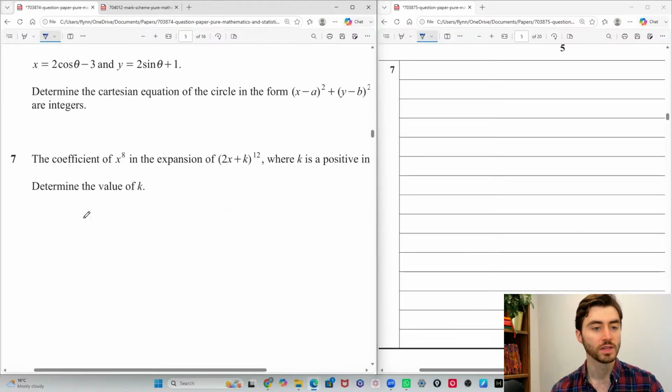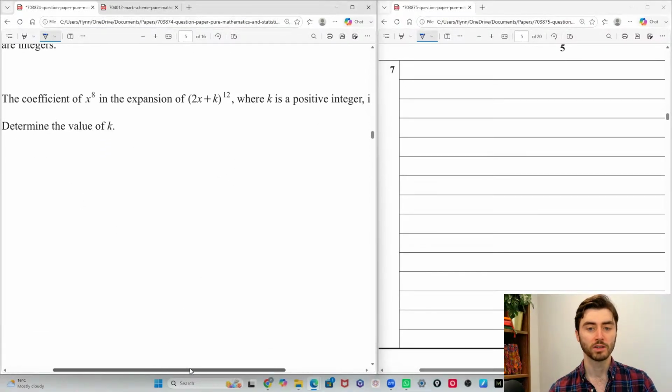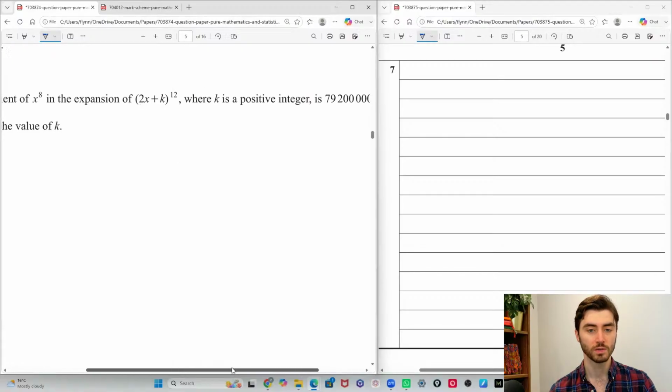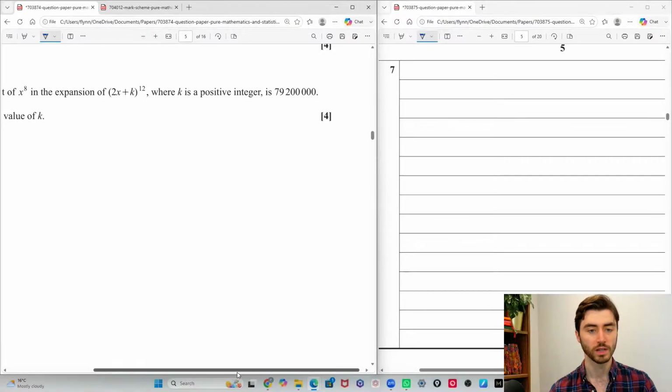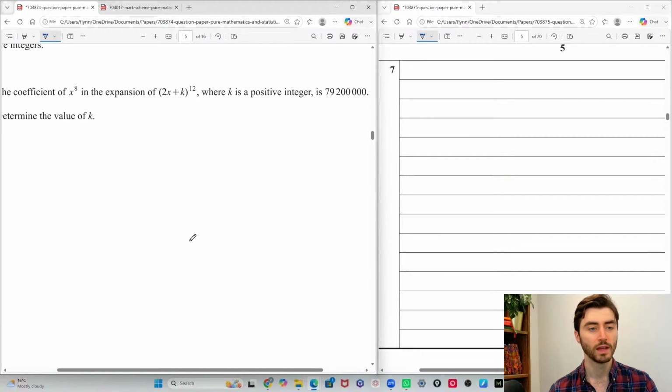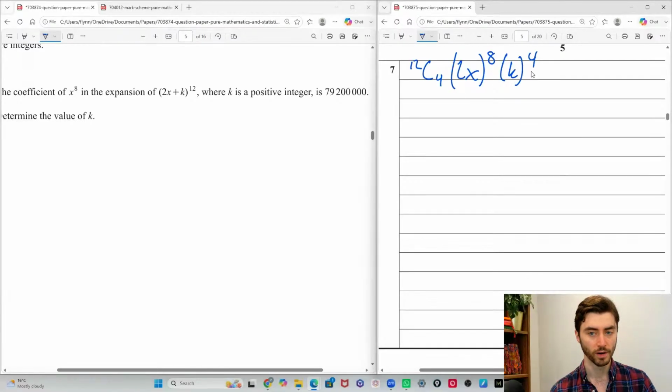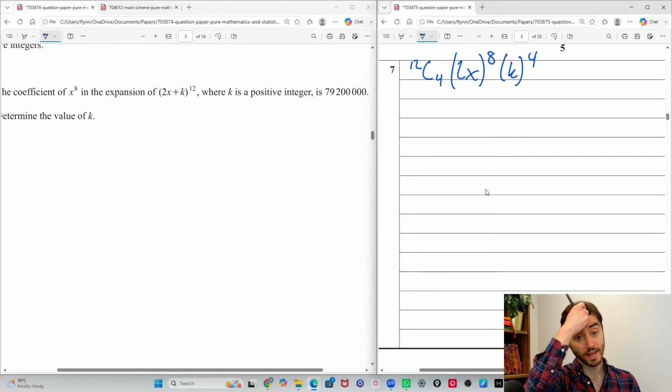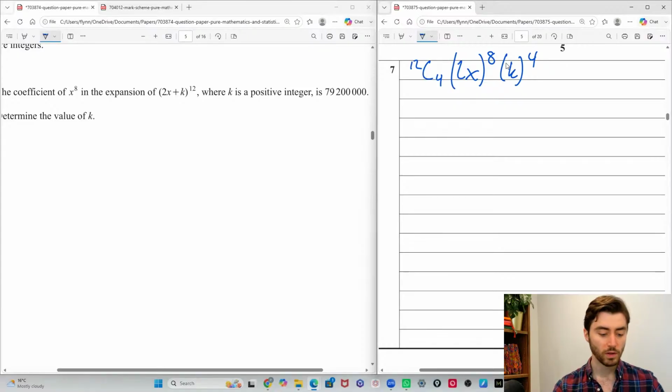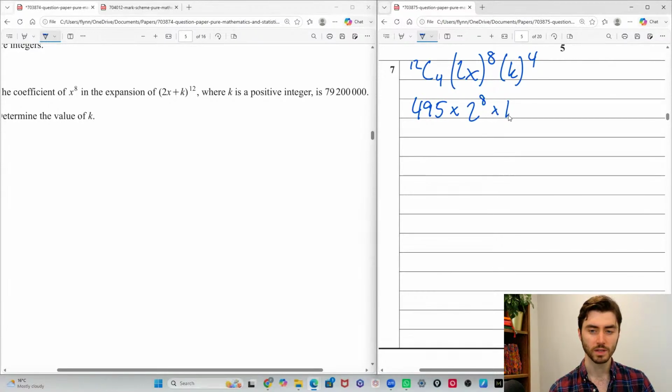Sweet. And then question 7. We have binomial expansion with a positive integer power, which means we can just use the year 12 method. Let me zoom out a bit so I can see the whole question in one go. So the coefficient of x to the 8. So we can get straight to x to the 8 by saying that's going to be 12 choose 4, 2x to the 8, k to the 4. And that is the term that's going to get me x to the 8. 12 choose 4 is 495. So 495 times 2 to the 8 times k to the 4 is equal to 79200,000.